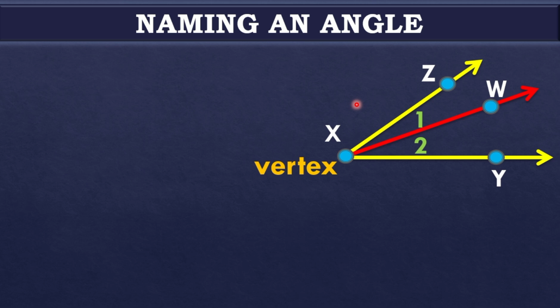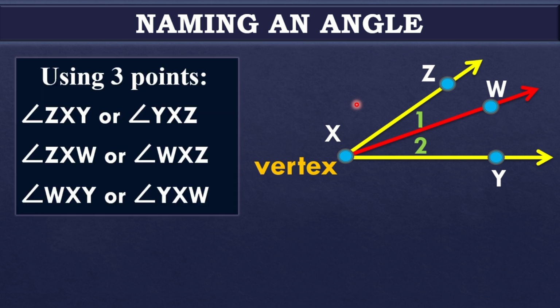Next, let's have this one. So, in naming an angle using 3 points, so dito, meron na tayong 3 angles. Ito yung first angle mo, Z, X, Y. Okay? Yung pinakamalaki. Z, X, Y. Or Y, X, Z. So, that is your first angle. Your second angle, so kahit hindi naman kailangan na ito mauna, kahit ano po dyan. Okay, basta maibigay nyo po yung tatlong angles.